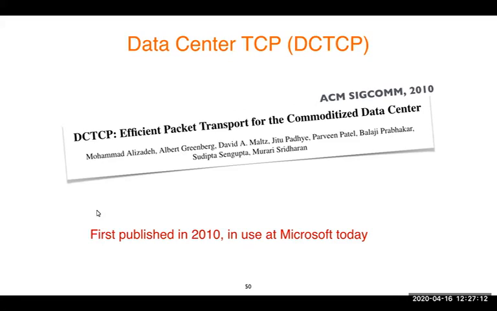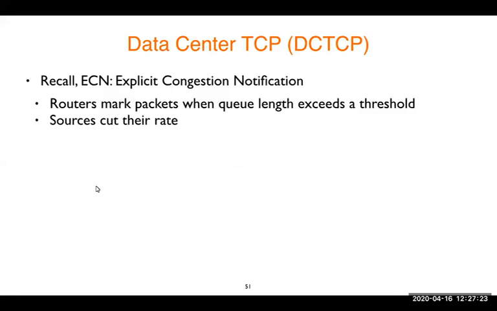The more incremental one, which came out of Albert Greenberg's group at Microsoft and some folks at Stanford, is called DC-TCP, or data center TCP. The basic idea is to use an old technique that we've talked about, explicit congestion notification, where a router is going to mark a packet if the packet arrived and the queue was building up.